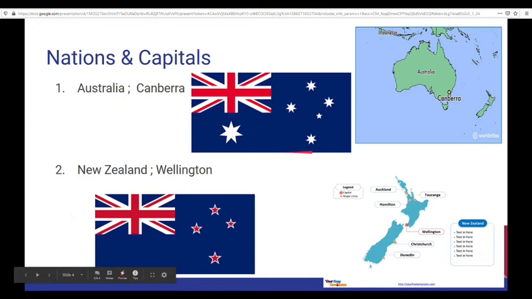Now, one thing to note is the Union Jack and the blue ensign of England. And the reason that they both have this is to symbolize the close relation and, throughout history, the colonization of this region. But these countries do have their own identities with their flags, with Australia having 6 white stars and New Zealand having 4 red stars.